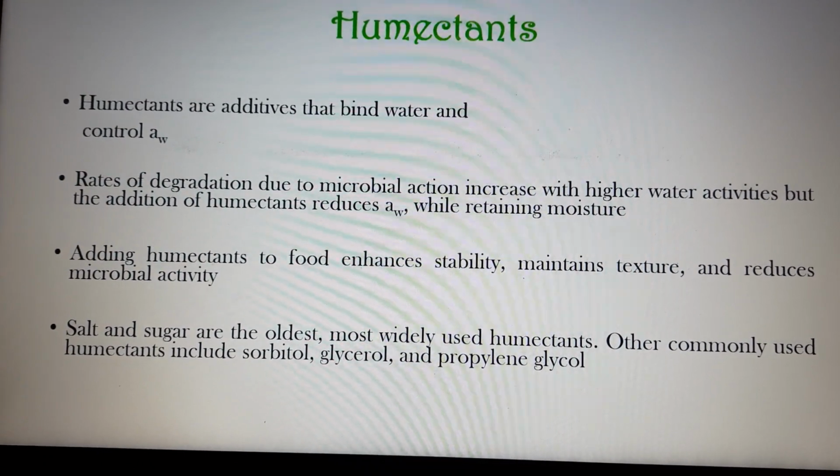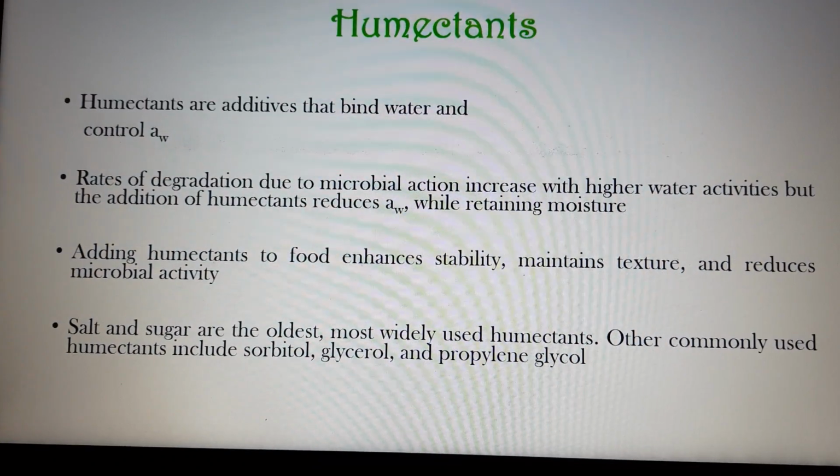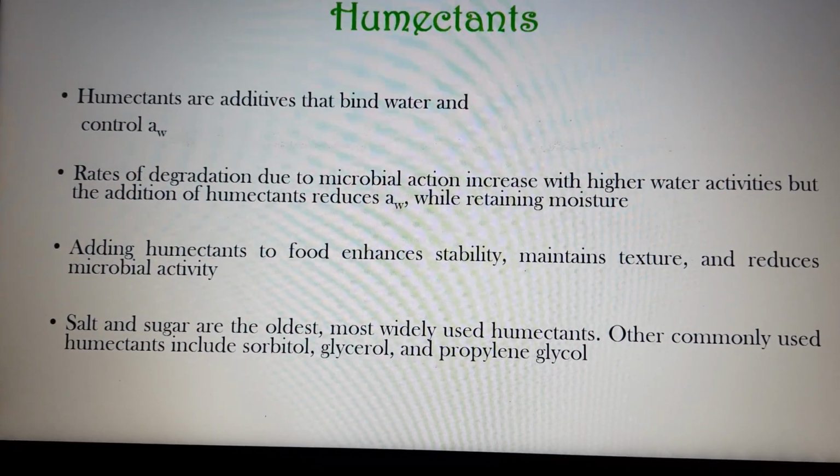Today we are going to deal with what humectants are. Humectants are additives that bind water and control the water activity.